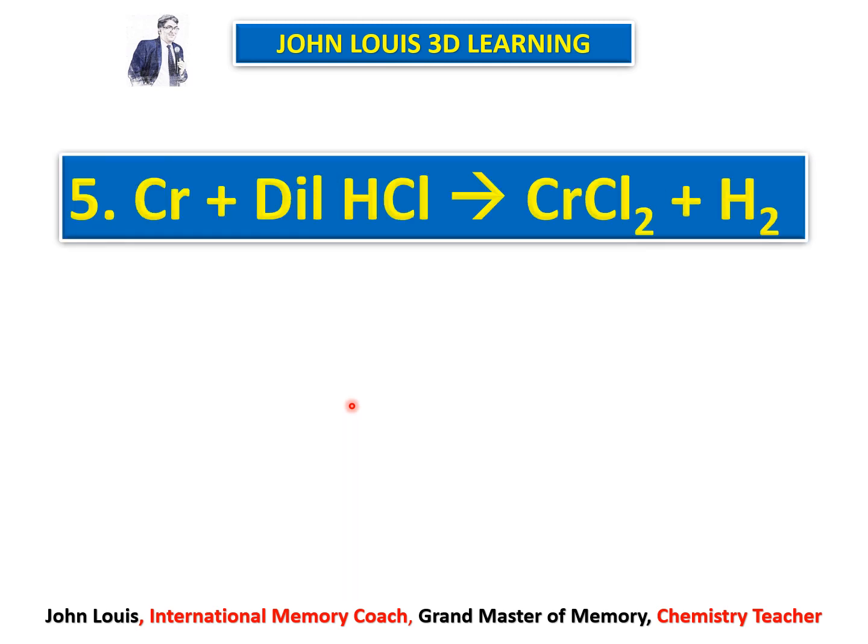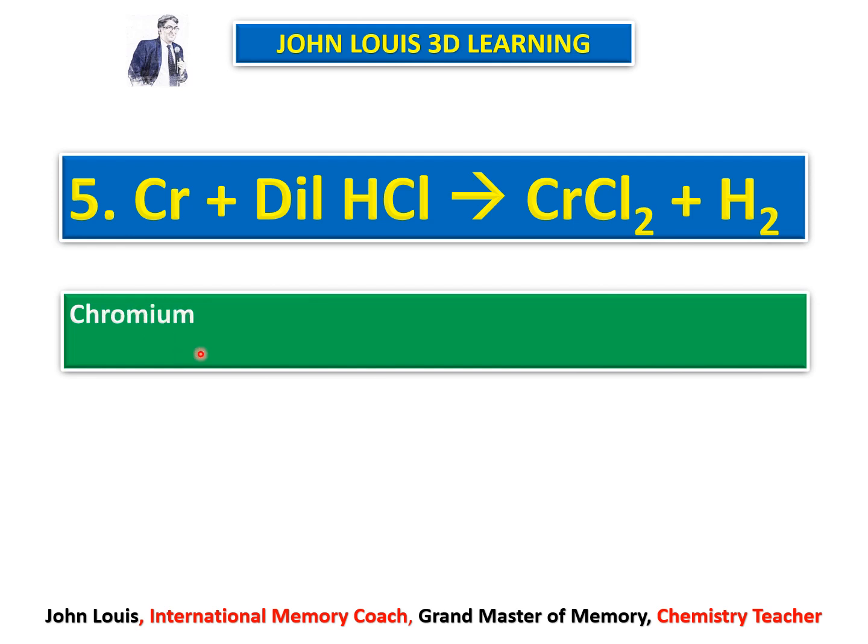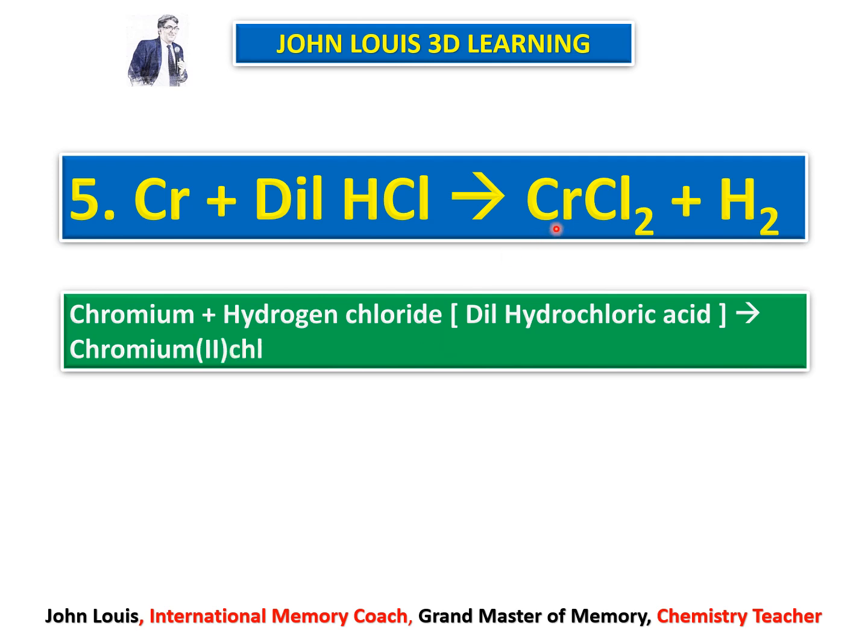Cr plus dilute HCl gives CrCl2 plus H2. Cr is chromium, dilute HCl is dilute hydrochloric acid or hydrogen chloride. CrCl2, so Cl valency is 1. Here chromium valency is 2 because chromium has variable valency 2 and 3. Since there are two chlorines, the valency of chromium should be 2 here. Therefore, it is chromous chloride or chromium 2 chloride plus hydrogen. So the answer: chromium plus hydrogen chloride or dilute hydrochloric acid gives chromous chloride or chromium 2 chloride plus hydrogen.